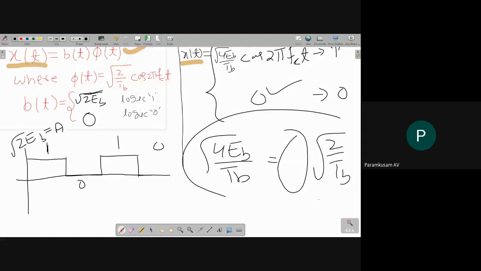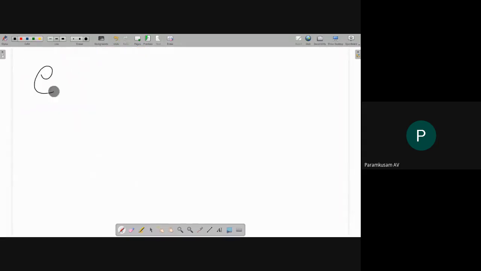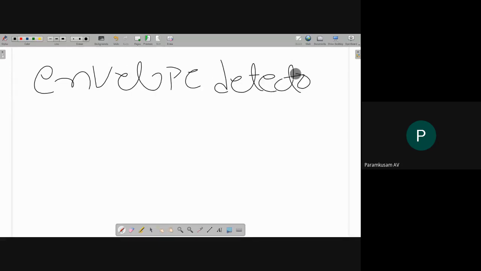So this is the binary waveform. This is the digital signal in ASK, amplitude shift keying. Now, please note that an ASK signal can be received, or detected, by using an envelope detector. You studied the envelope detector in the Analog Communication subject.